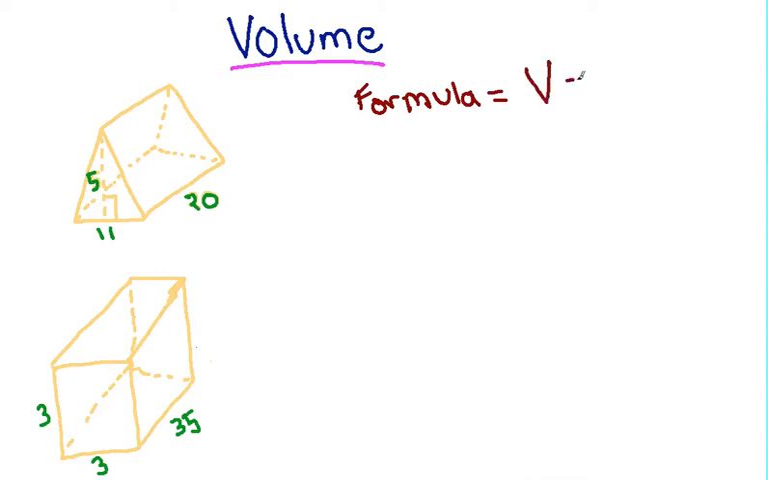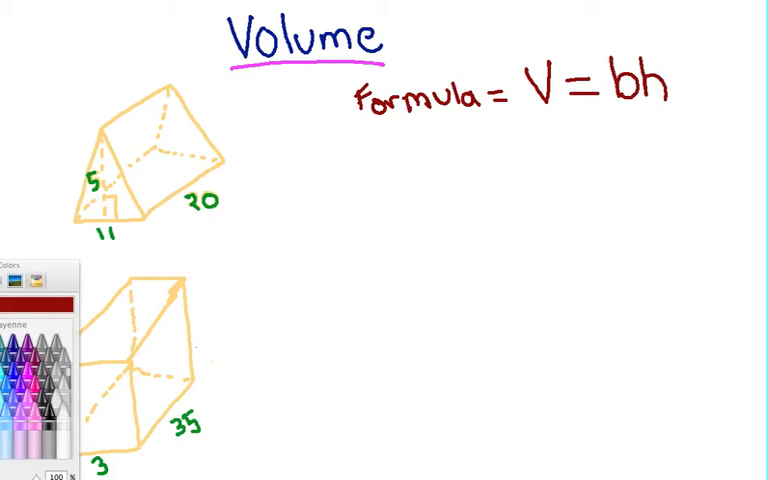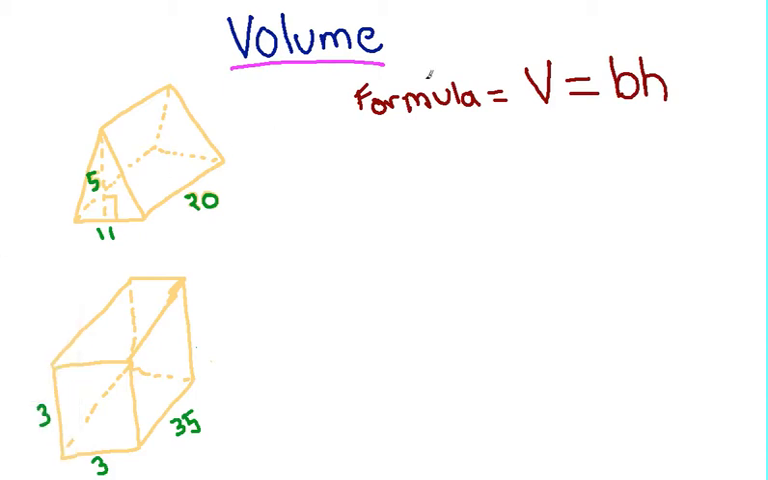V is equal to BH. And that is a very, very important formula. V is equal to BH. Because V is talking about the volume. The V is the volume.